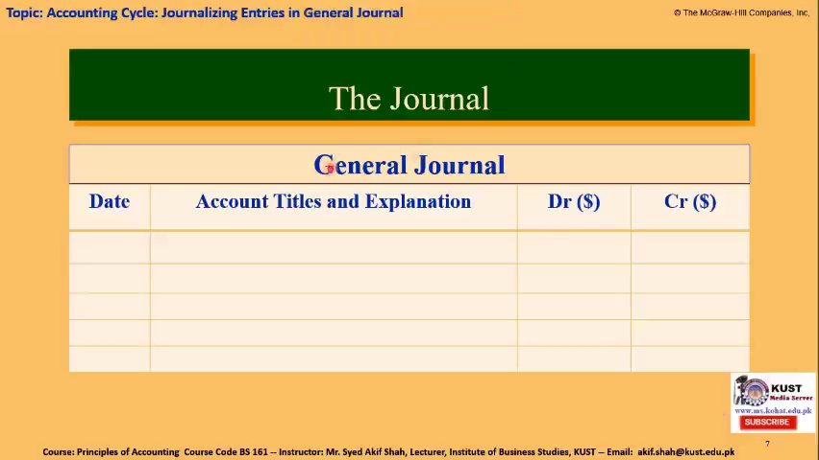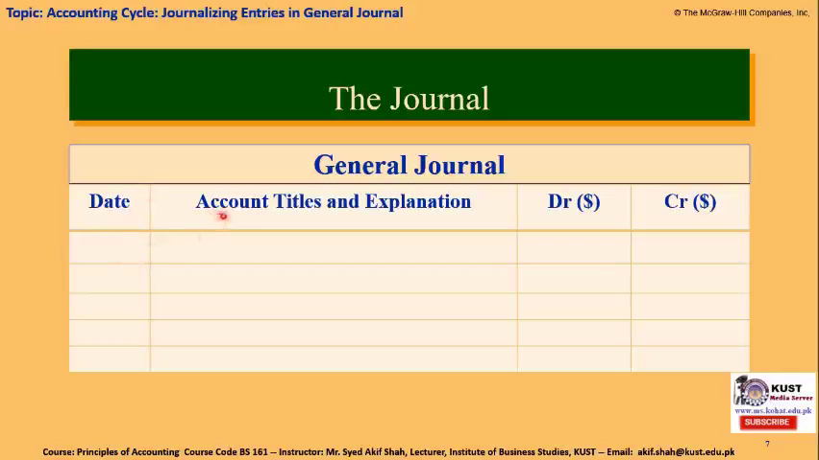So first of all, we have to mention at the top of this journal as a journal. Then it consists of 4 main columns. We are starting from the left hand side. We have to mention a date column. It will refer towards a particular transaction on a specific date.